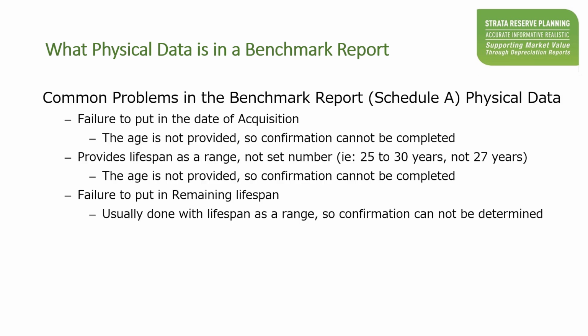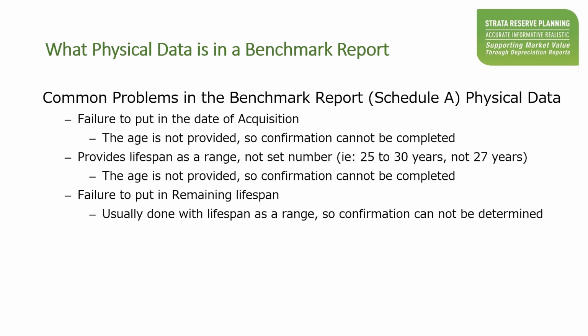Common problems we see in the benchmark report, otherwise called the Schedule A, is the failure to put in data for the date of acquisition. The problem is if the age is not provided, confirmation cannot be completed by the Strata Council when they're reviewing the report. We see lifespans put in a range, not a set number. For example, we see 25 to 30 years, not 27. As the age is not provided, confirmation again cannot be completed.